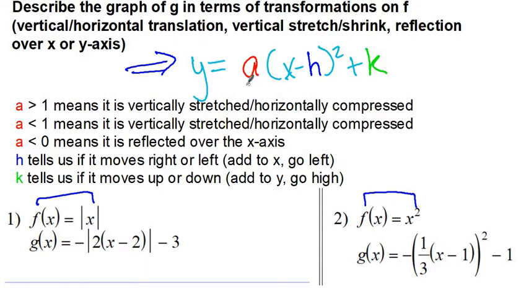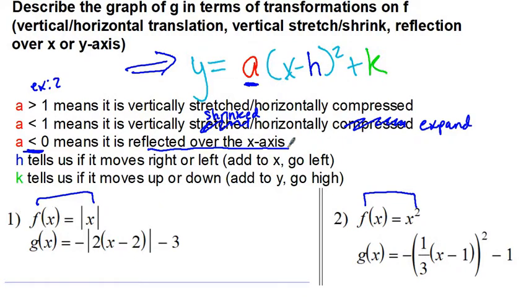So this number out front, the a number, tells us if it's greater than 1, meaning a number like 2, that's going to vertically stretch it, which means horizontally it will compress it. Okay, this one is a typo, I'm sorry, that should say shrink. If a is less than 1, for example a fraction like 1/2, it's going to vertically shrink it, which means horizontally it will expand, or another word would be stretch.